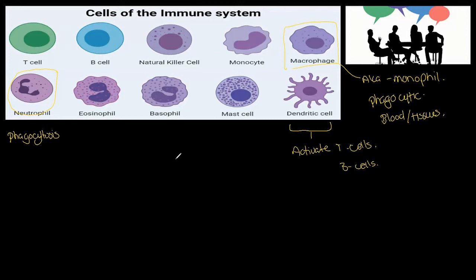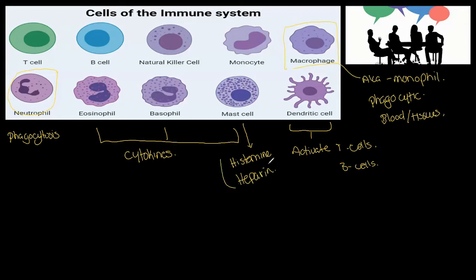And then we go to eosinophils and basophils and mast cells. All three of these produce chemicals that amp up inflammation, so they produce cytokines. More specifically, your mast cell produces two specific ones, histamine as well as heparin, on top of the cytokines. This is going to be important when we talk about a few things in a little bit.